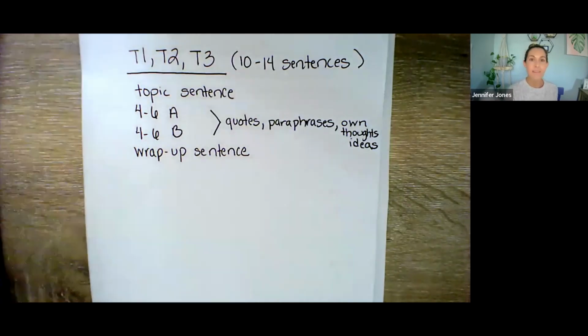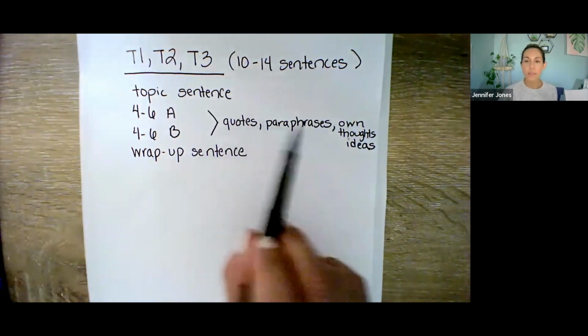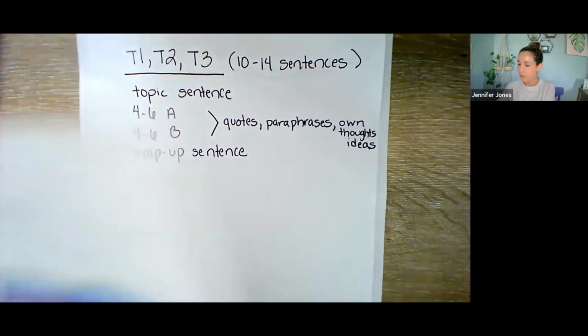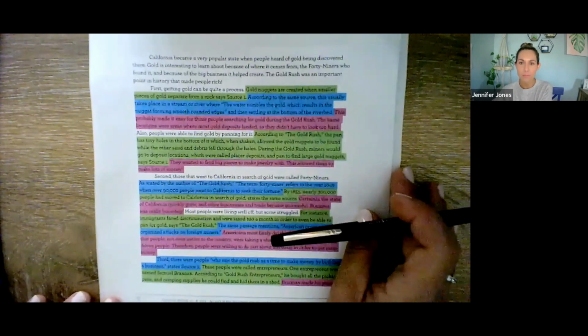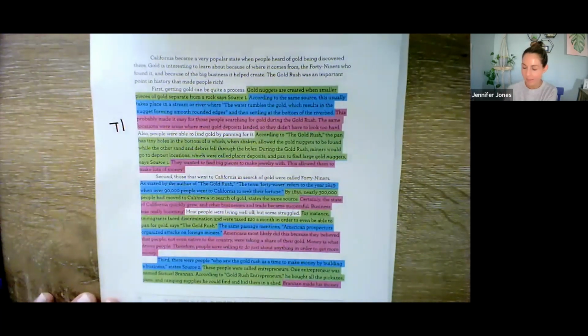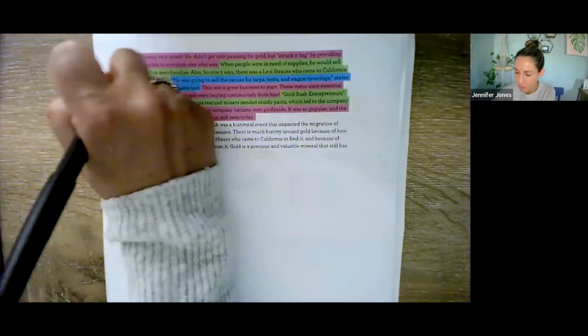So now I want to show you another example. I'm going to show you an essay about the gold rush, like the same one that we just saw, but it's color-coded a bit differently. Now it's color-coded by what we like to call elaborative technique. Quotes, paraphrases, and own thoughts and ideas are elaborative techniques. So let's take a look at this essay. Again, here we have our introduction that's in black and white. We're not going to worry about that. We're going to look specifically at T1, T2, and then this is the beginning of T3, which is continued onto this second page.